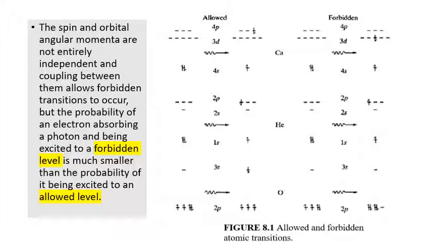But the probability of an electron absorbing a photon and being excited to a forbidden level is much smaller, because forbidden level excitation is energetically unfavorable. So electrons normally do not go into a forbidden level after absorption of a photon. So the probability of going into a forbidden level is much smaller than the probability of going into an allowed excited level.